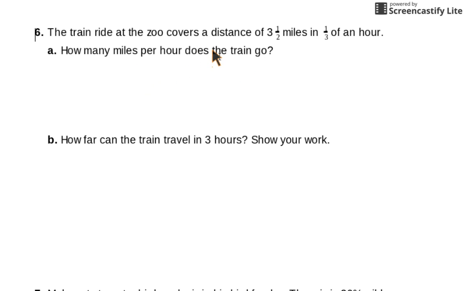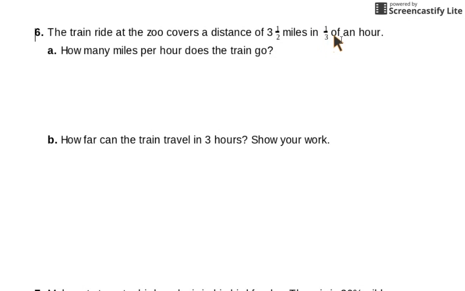Well, we're trying to find out how far it traveled for 1 mile. So we know how far it traveled in 1/3 of an hour. In order to make this 1/3 of an hour into a whole hour, we're asking ourselves, 1/3 times what gives us 1? And 1/3 times 3 gives us 1.